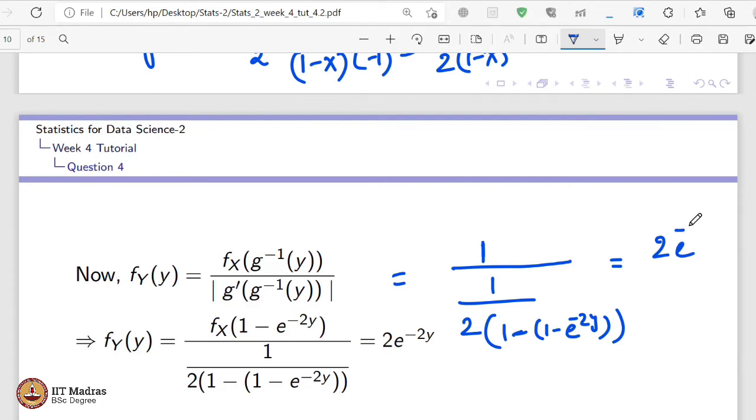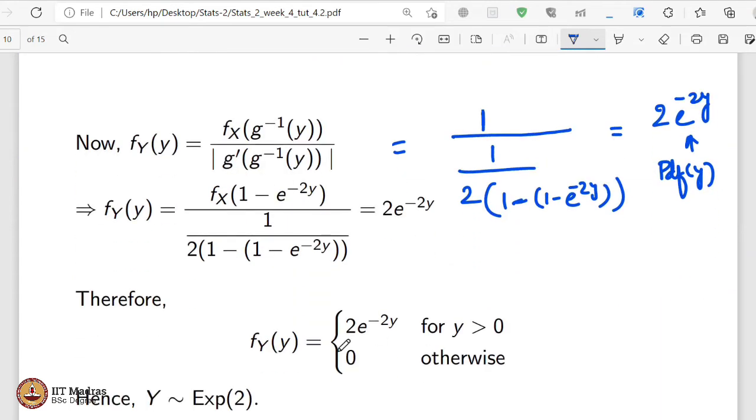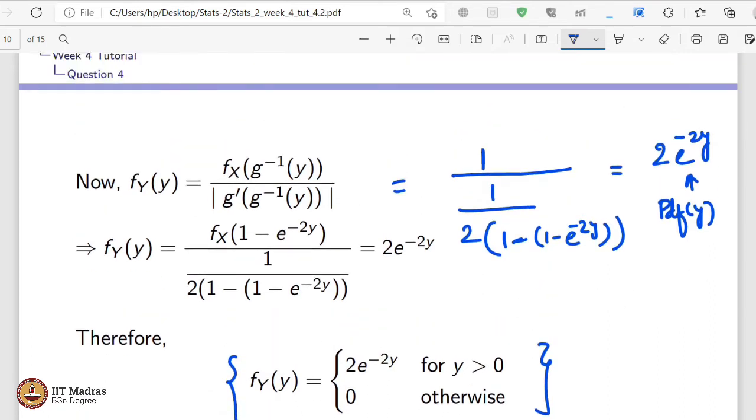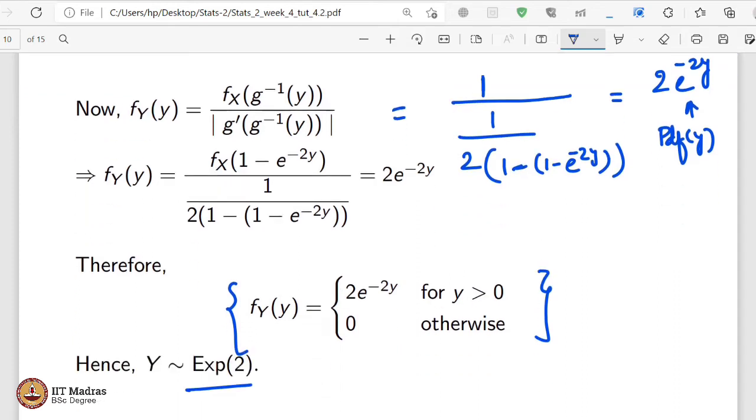So 1 minus 2y. This is what we have got. So we have got the PDF of y here, this one. This is simply the exponential of 2, right? So we have got directly the PDF of y by using the formula. There was no other technicality. We just have to use the formula directly as the function was monotonically increasing.